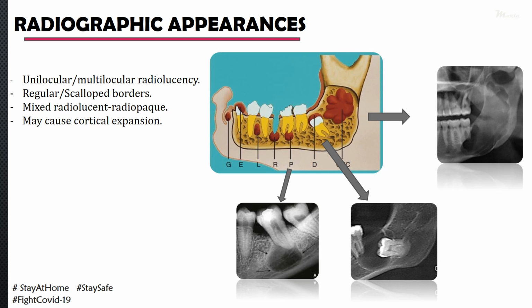Another characteristic type of cyst, which results in large multilocular radiolucencies along with scalloped borders, generally occurs in the posterior border of the jaw or the posterior region of the jaw. Such cysts are termed odontogenic keratocysts.